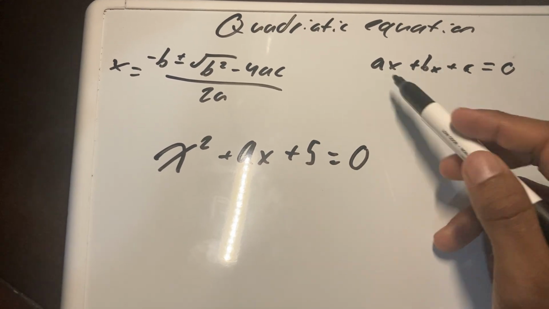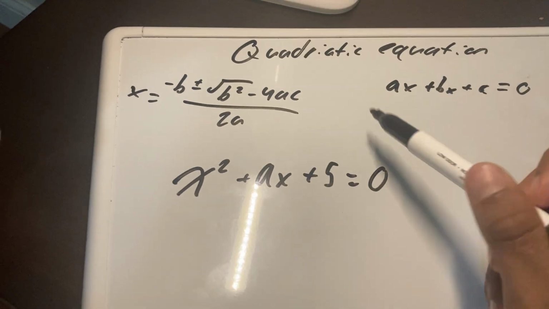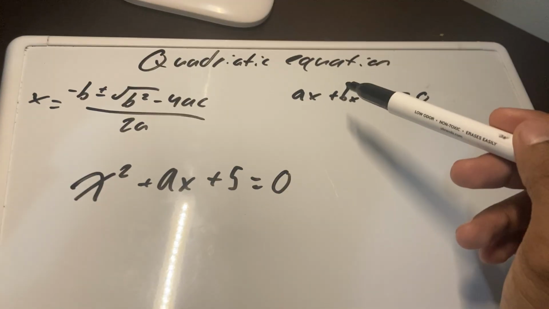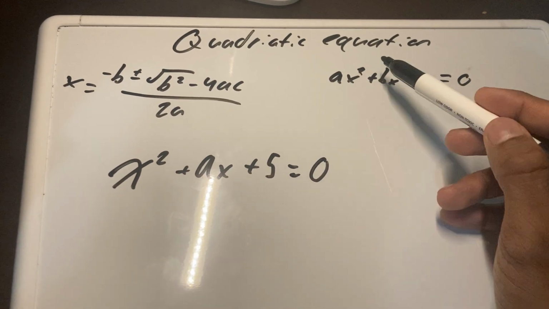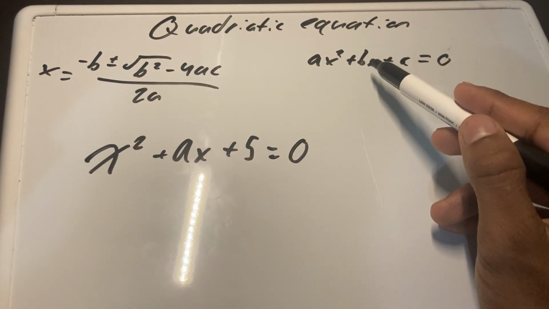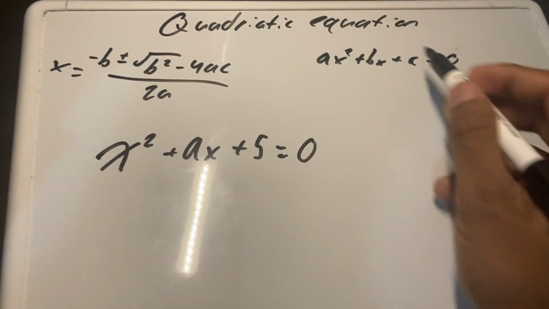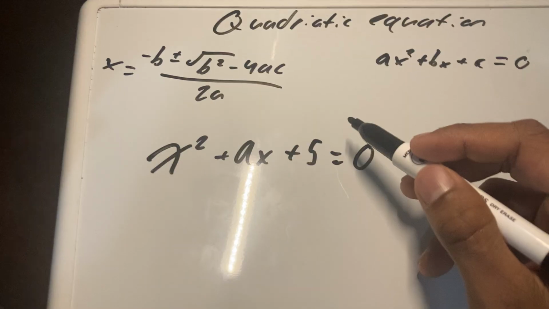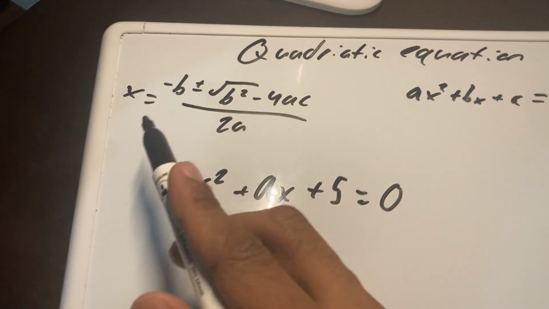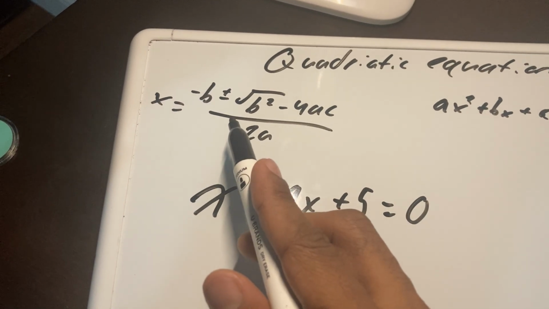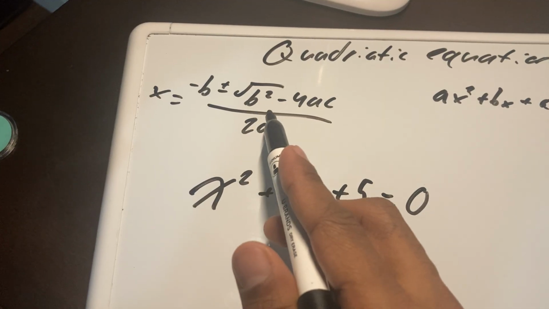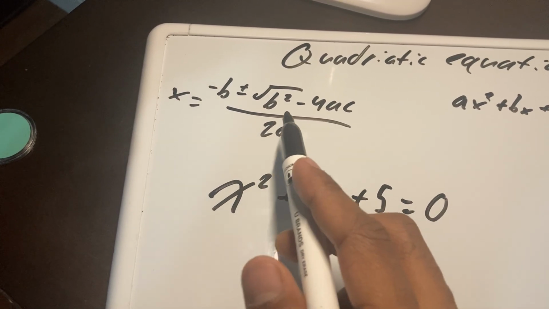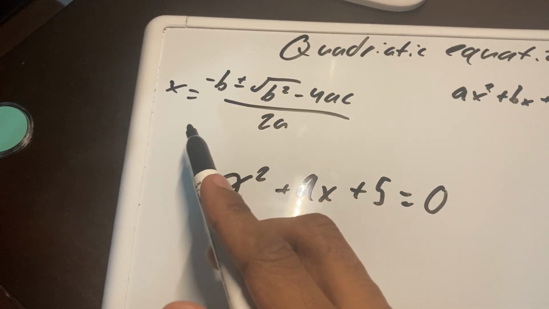Before I start anything, just note this. Every quadratic equation is like this: ax squared plus bx plus c equals 0. And we're going to break that down and solve it, okay? So right here, we have negative b plus or minus the square root of b squared minus 4ac, and the whole thing divided by 2 times a, and that will give us an answer for x.